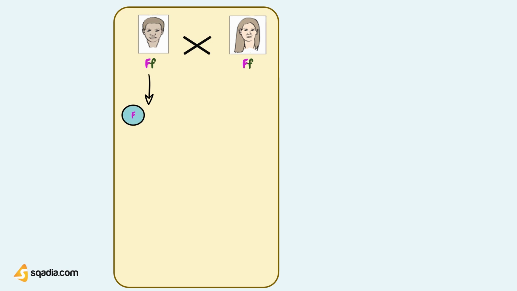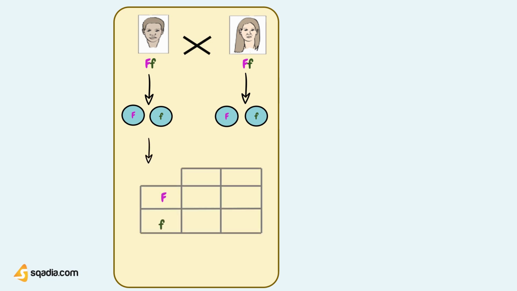Father will produce capital F and small f gametes. Similarly, mother will produce capital F and small f gametes. Now, the Punnett square will help us to understand the genotype of offspring. These are from father, and these are from mother. Capital F from mother and capital F from father will produce offspring with capital F and capital F. Small f from mother and capital F from father will produce offspring with capital F and small f.